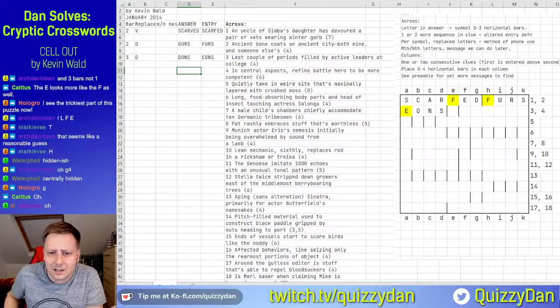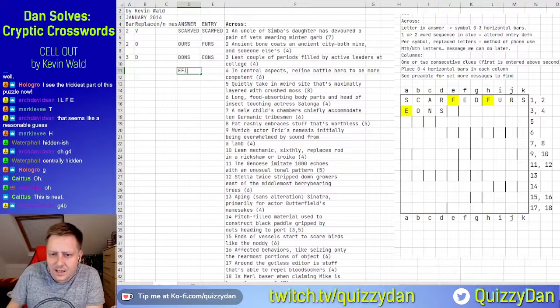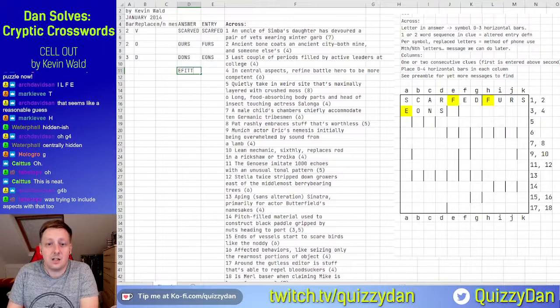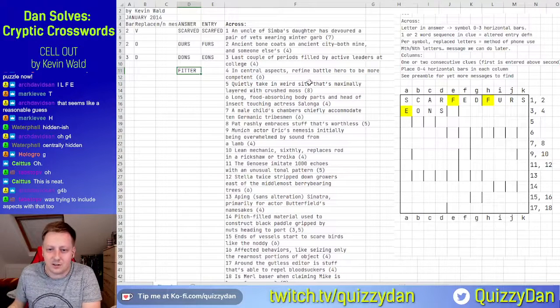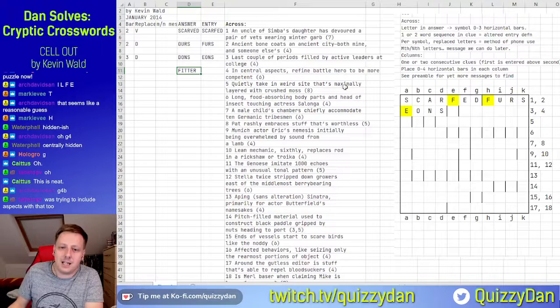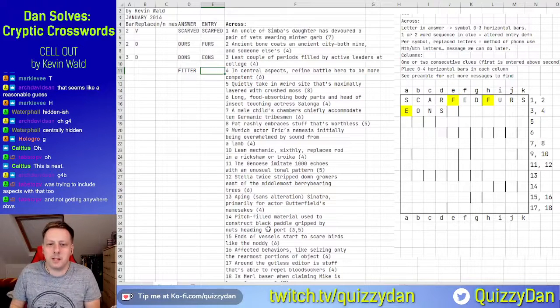So the middle letter of aspects is E. Refine, FI. Battle, TT. But it is the central aspects of the other 3 words, and so it's not the E. So the central bits of refine, battle, and hero are fitter, and then you are more competent. There we go.